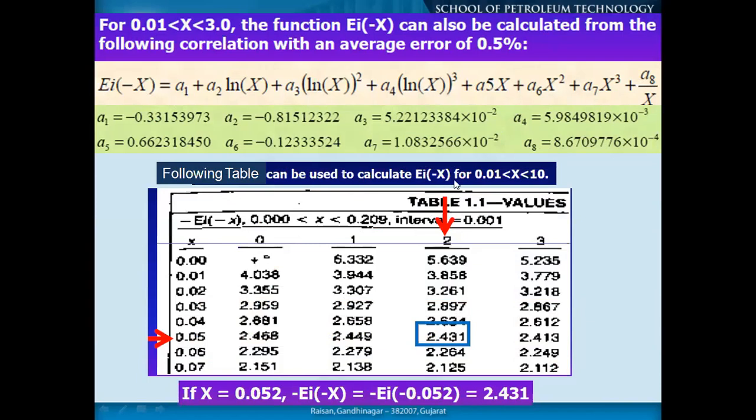So how do you calculate the Ei value? Let's say in our case x equals 0.052. In that case, you see here you have a 5, 0.05, then from 0.50, 51 and 52, you are getting 2.431. So that means Ei in that case is this value. This is how we use the expansion.